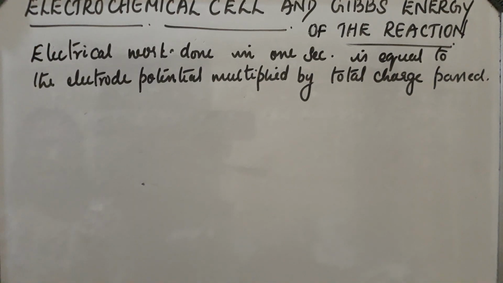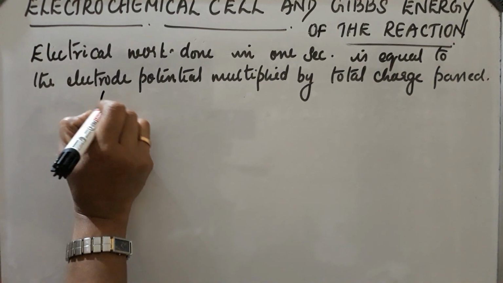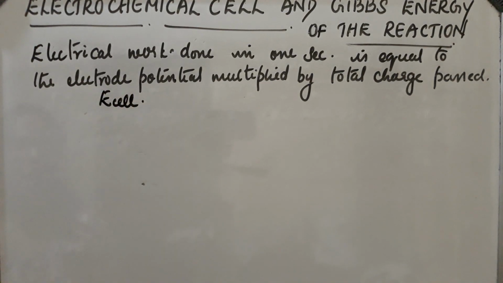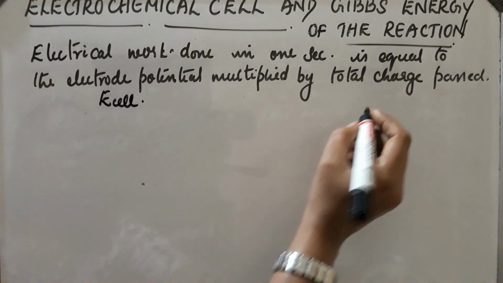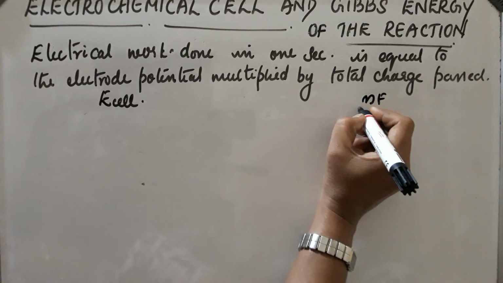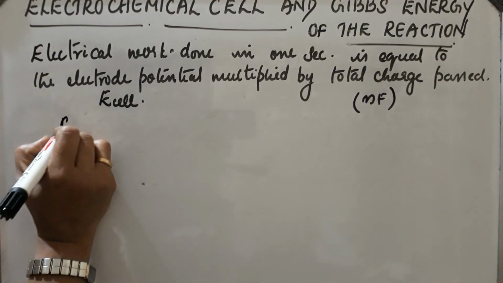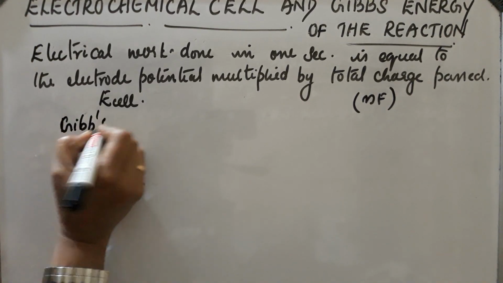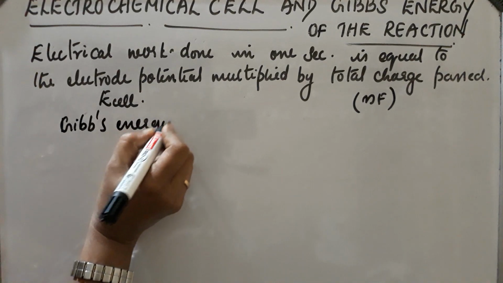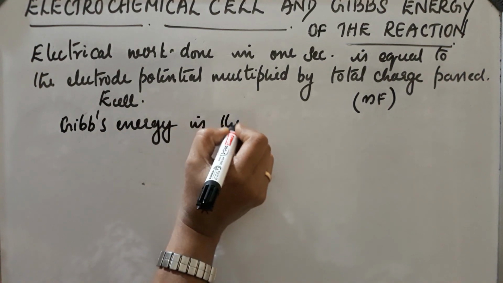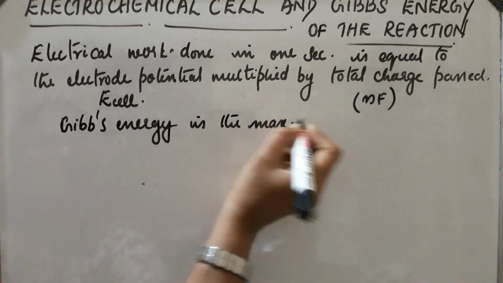The electrode potential is E of cell, and the total charge passed will be nF. n is the number of electrons taking part in the reaction and F is the Faraday. Now, what is Gibbs energy? Gibbs energy is the maximum work done.